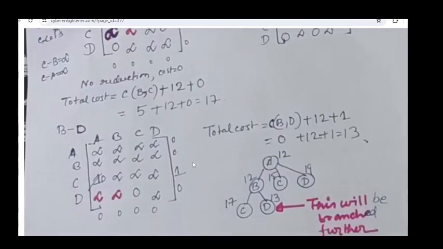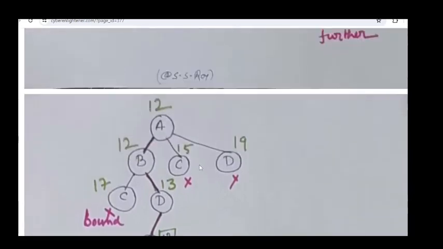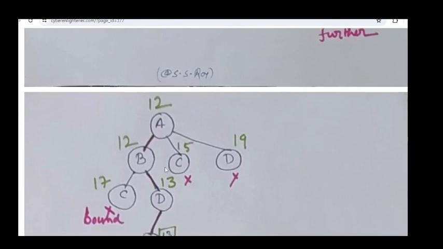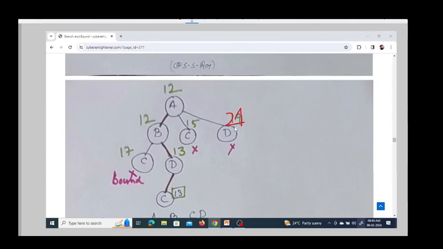B to D entry will be how much? If you calculate, it will be 13. The parent matrix, however, will be the B matrix. So 13 is the minimum. You have calculated B to C, which is 17, and B to D, which is 13.